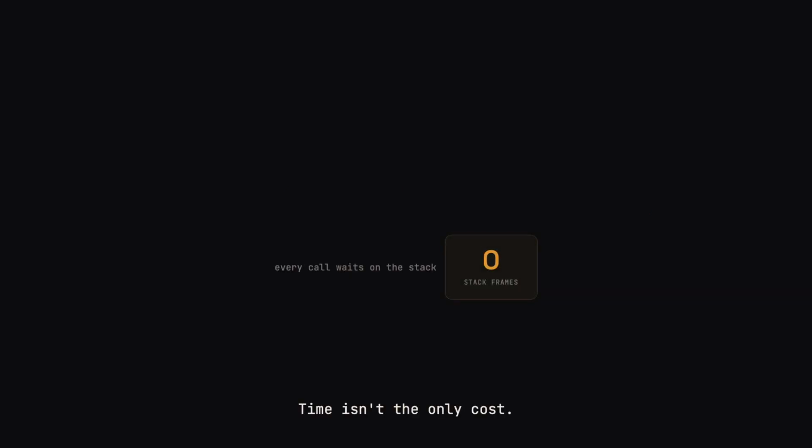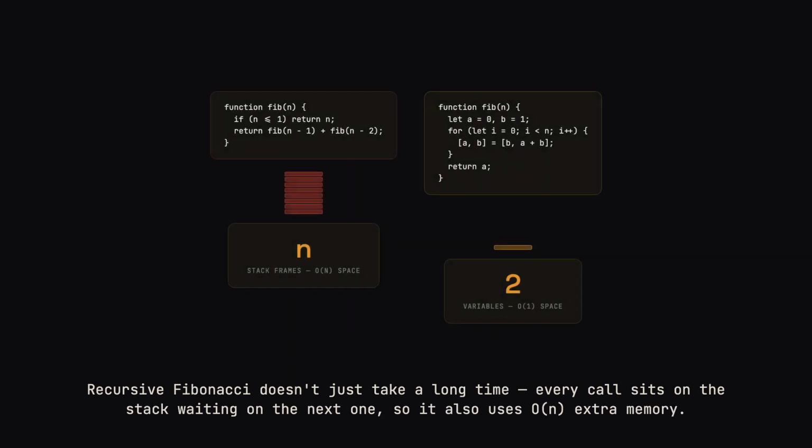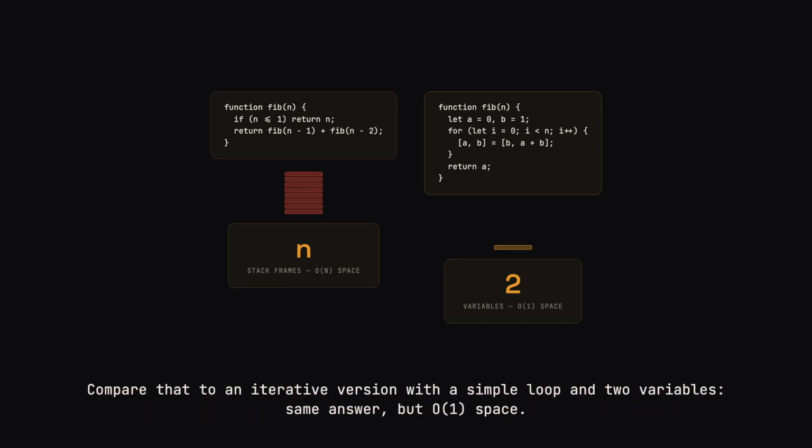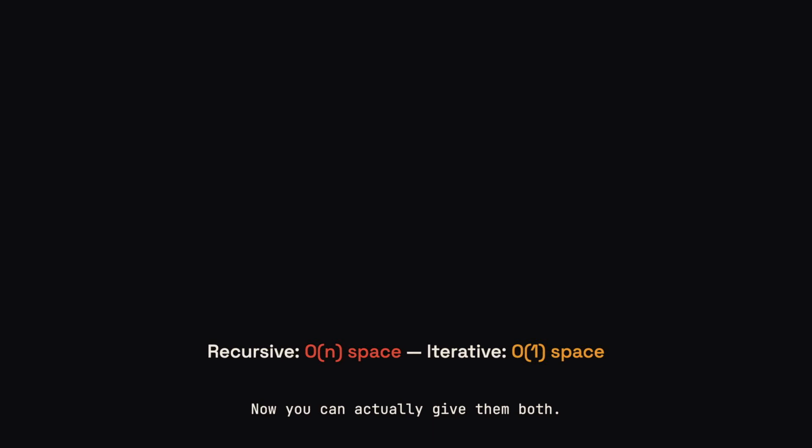Time isn't the only cost. Recursive Fibonacci doesn't just take a long time. Every call sits on the stack waiting on the next one, so it also uses big O of n extra memory. Compare that to an iterative version with a simple loop and two variables, same answer, but big O of 1 space. Interviewer asks for both numbers. Now you can actually give them both.